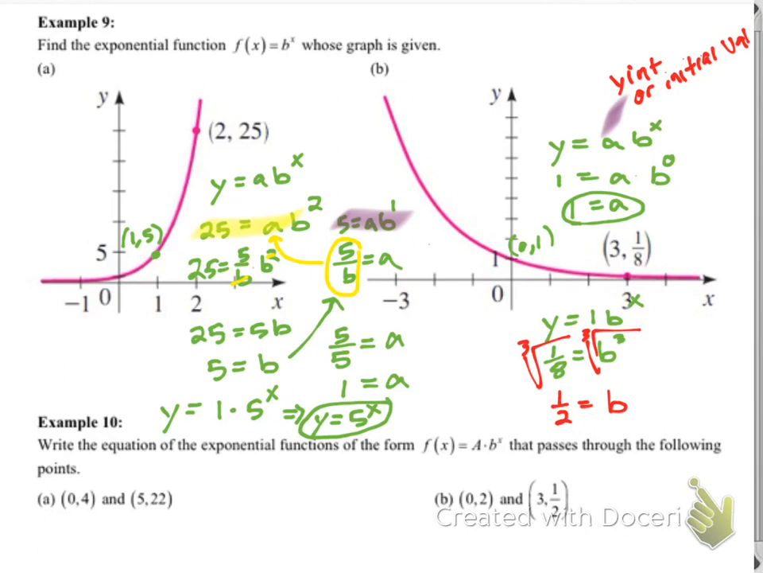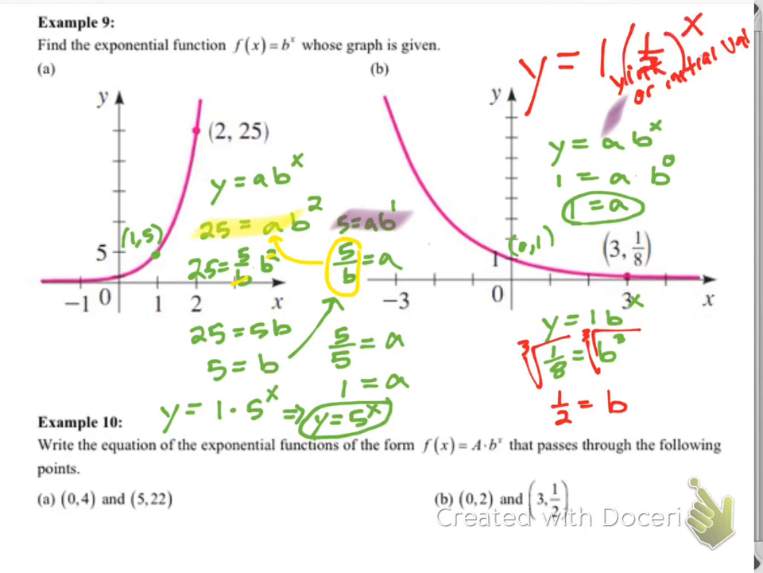The cube root of 1/8 is 1/2. 2 times 2 times 2 is 8. So we've got a nice solid 1/2 for b, and a great looking equation. So I got a equals 1 and b equals 1/2. I'm going to write it up at the top here.